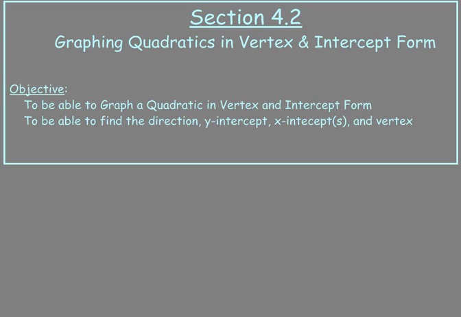Today we're going to look at section 4.2, graphing quadratics in vertex and intercept form. Our objective is to be able to graph a quadratic in vertex and intercept form and to be able to find important information like the direction, y-intercept, x-intercepts, and vertex. We're not going to stress the x-intercept as much today, but we will get into it later in this chapter.